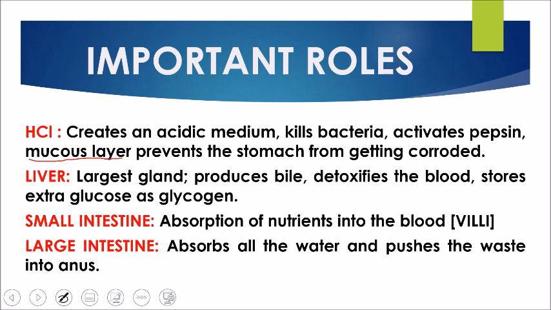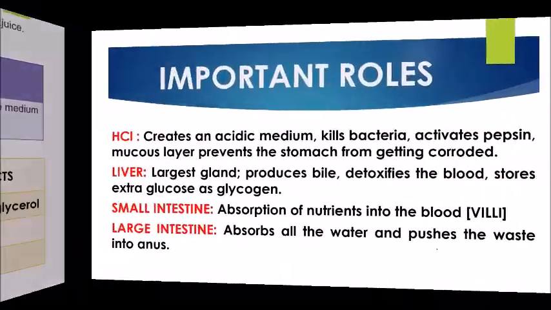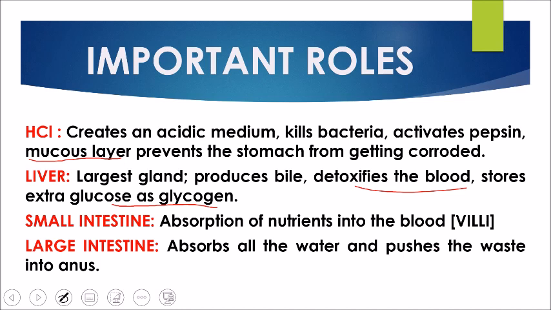Coming to the liver, the liver is the largest gland, and we say that the liver produces bile because the gallbladder is considered to be a part of the liver alone. That's the reason why we say that. Apart from this, it detoxifies the blood and also stores extra glucose as glycogen. If there is any extra glucose formed in the small intestine, it goes directly into the liver and is stored there. Small intestine is important because it helps to absorb the nutrients into the blood because of the finger-like projections called villi. Yes, villi are important because they help in absorption.